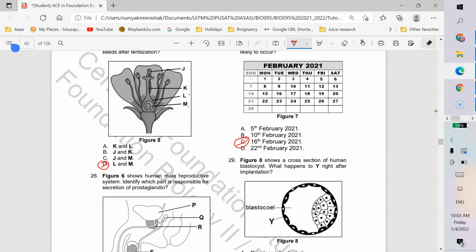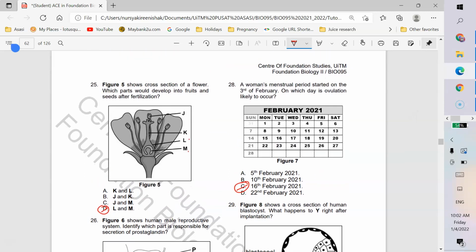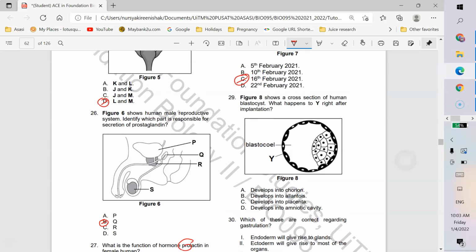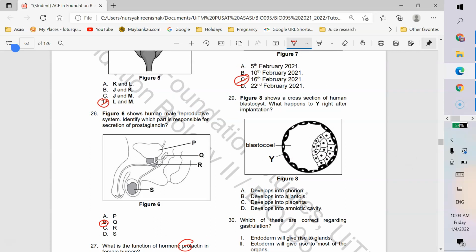Okay, so tengok balik betul tak? Woman's menstrual period started on the 3rd day of February, which is the ovulation. So dia bagi 3 hari bulan, so tambahlah 14 hari kan. The day 14, ovulation will occur. Hari yang ke-14. So, kira lah. Okay, so 29. The answer for this one is A.